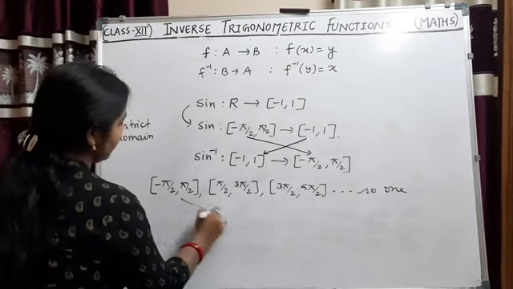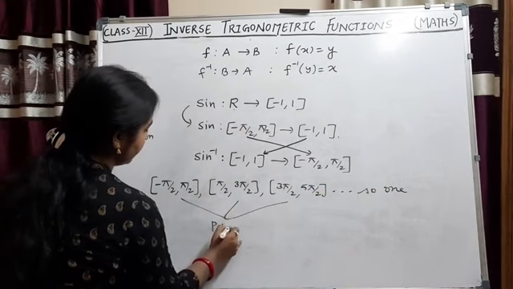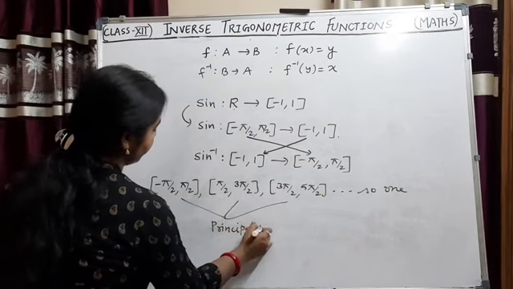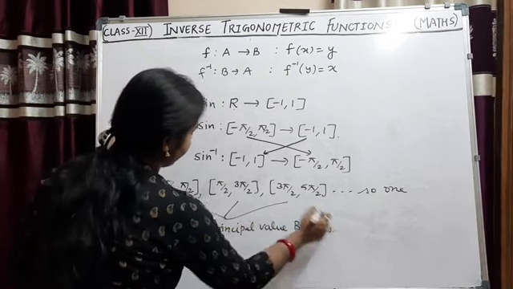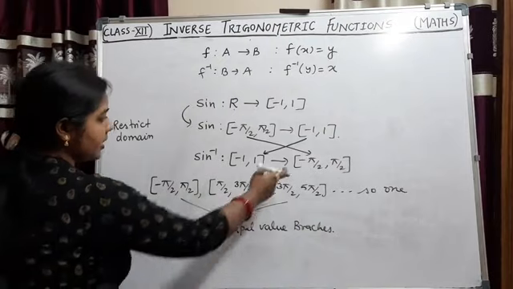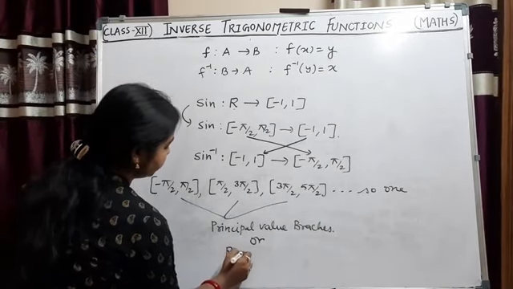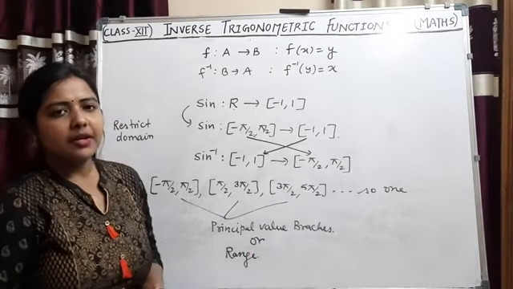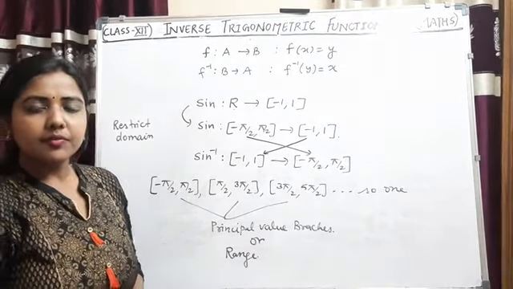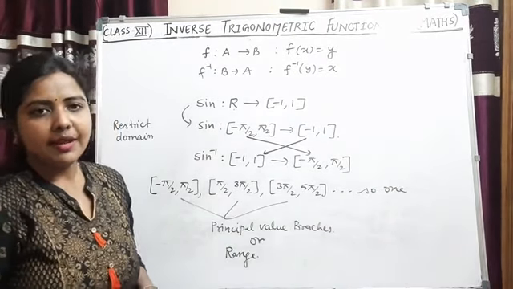These all are called principal value branches. And these all are ranges of the inverse function, you can see. This is a range also. So similarly, we can find the inverses of the rest of the five trigonometric functions and then their principal values also.